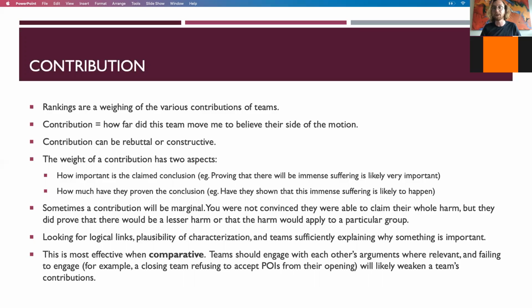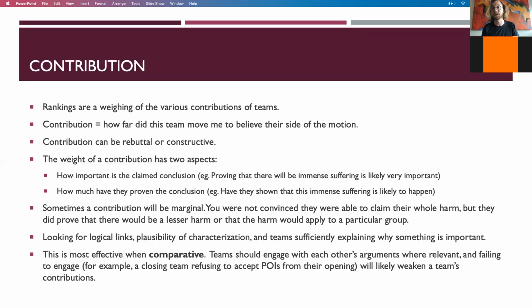Your contribution can be both rebuttal or constructive, so make sure you're being fully open to contributions no matter what formalistic structure or style they are given in. And how you weigh a contribution will have two aspects. So firstly, you look at how important the claimed conclusion is, and teams will do this explicit to you to explain to you how important they think what they're saying is. And say, for example, if they prove that there will be immense suffering, that's likely something that you will believe is going to be quite important.